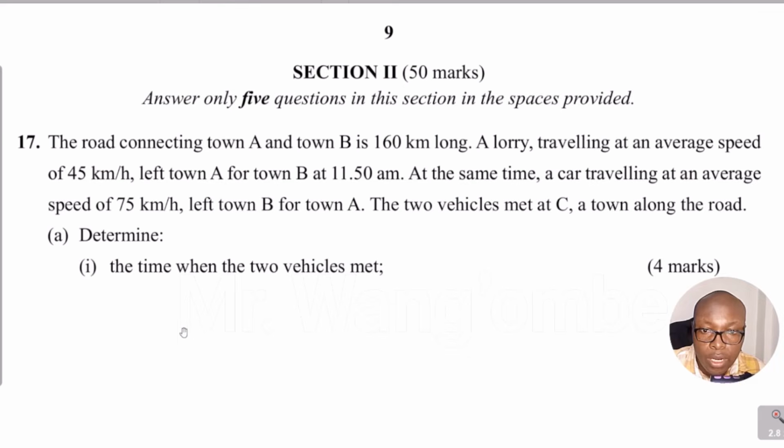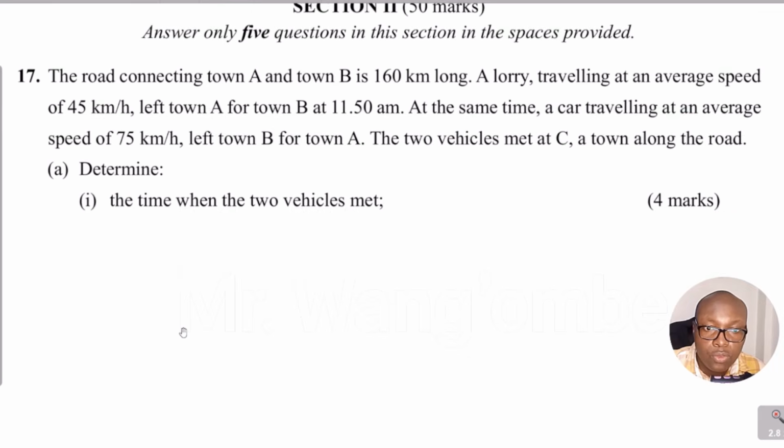Part A, determine 1. The time when the two vehicles met. That is the first question. So you read through again for proper understanding, and then you need to get some concepts when you're solving a question on linear motion. Now, we have the two towns here, and the two towns are 160 kilometers apart. So town A is there, and then town B is there. So the two towns are 160 kilometers apart, and we have two vehicles.